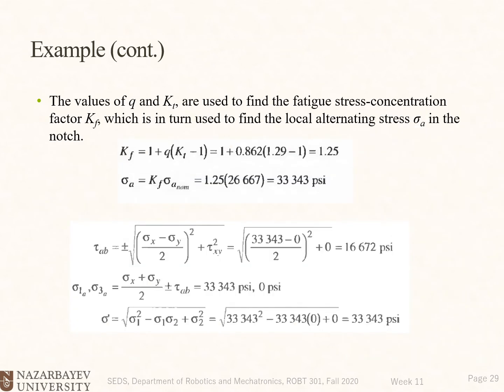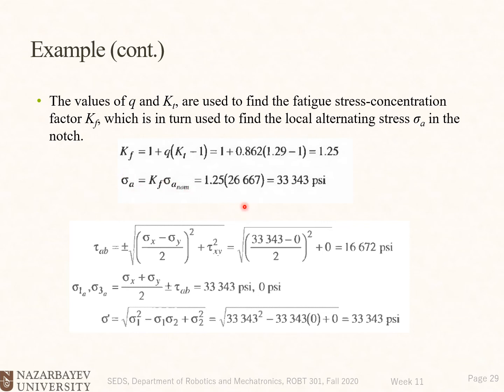Now that you have the notch sensitivity factor, we can proceed to find the fatigue stress concentration factor. The values of q and Kt are used to find the fatigue stress concentration factor Kf, which is in turn used to find the local alternating stress sigma A in the notch. So Kf is equal to 1 plus q multiplied by Kt minus 1. If we plug in all the numbers that we found already, then we can find Kf. We calculate the sigma A nominal, and if you multiply it by Kf, then we can find the real alternating stress, or sigma A.